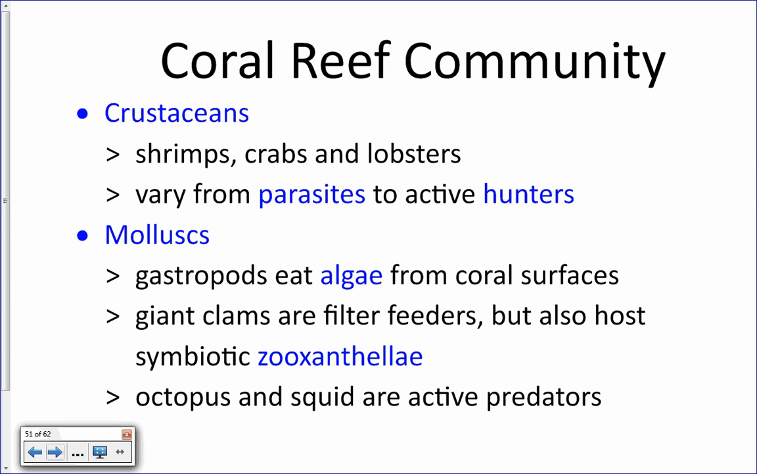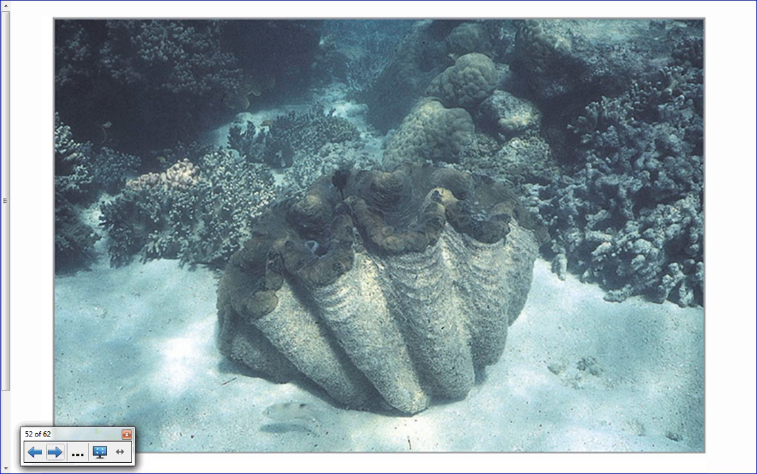Giant clams are filter feeders, but they also have the symbiotic zooxanthellae like coral do, and so they'll filter the water. And then you also have octopus and squid that are moving around eating things. There's a giant clam, just a picture for you.